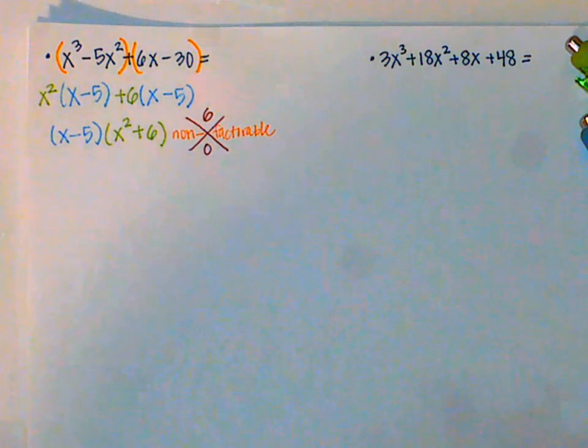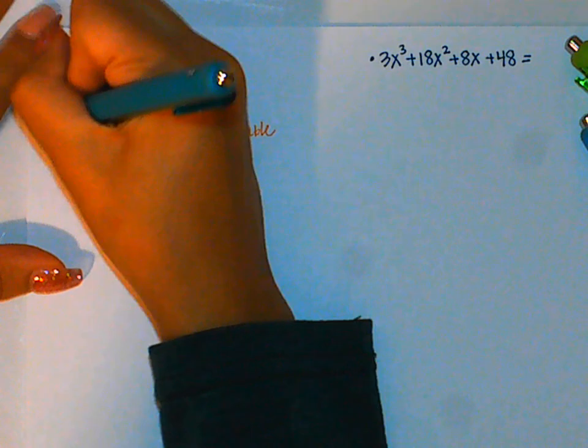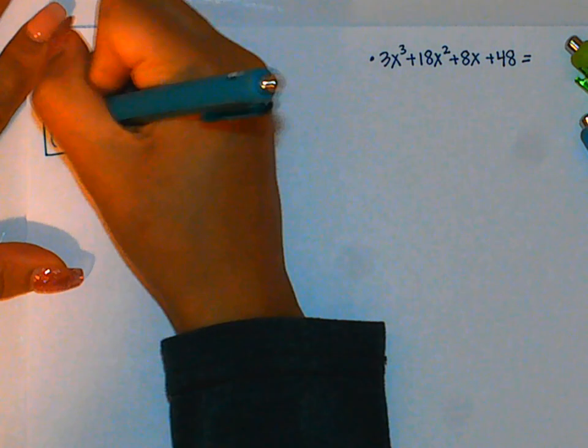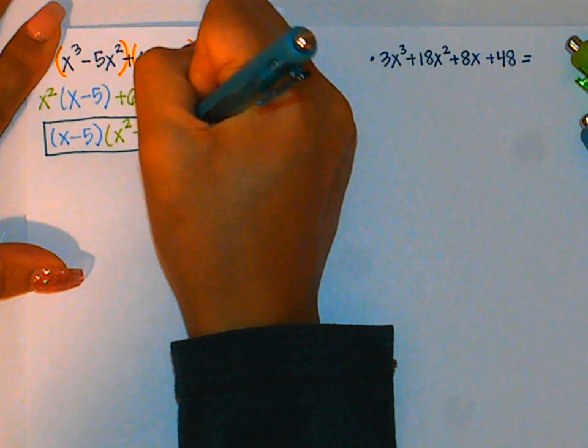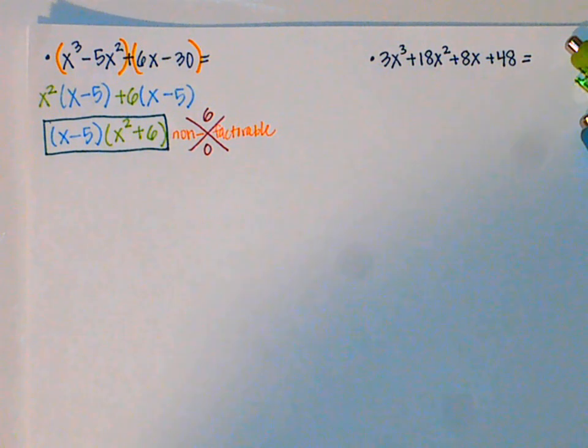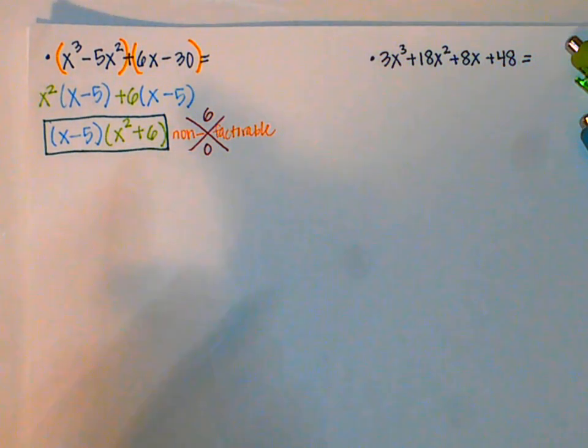So my final answer would just be this. Like I said earlier, if it's not factorable, you don't have to use the quadratic formula. You can just leave it like that. We just want it in factored form. So if you can't factor it, then don't try to do anything else. You just leave it like that.